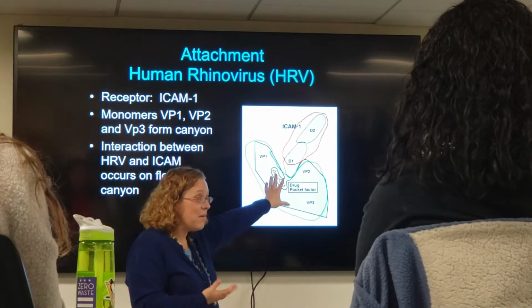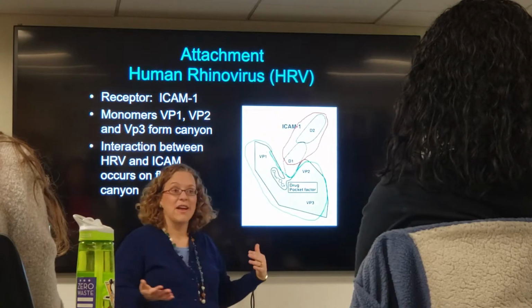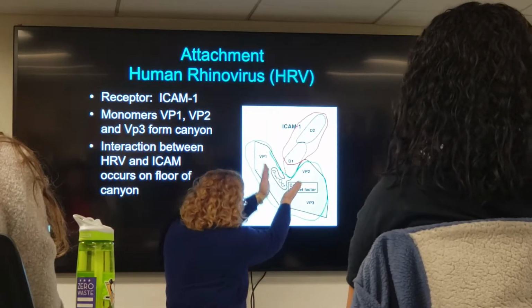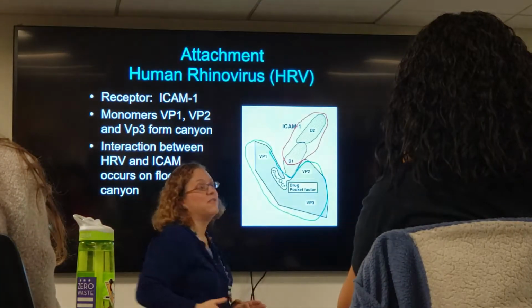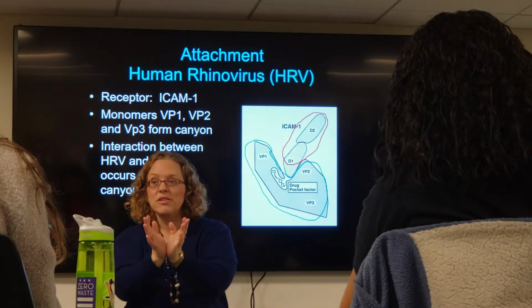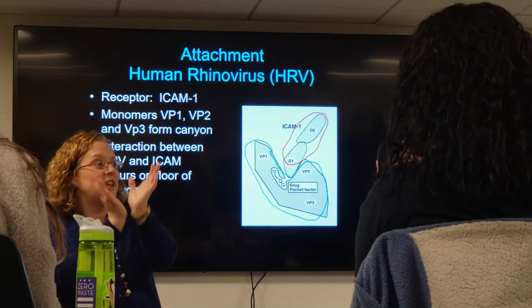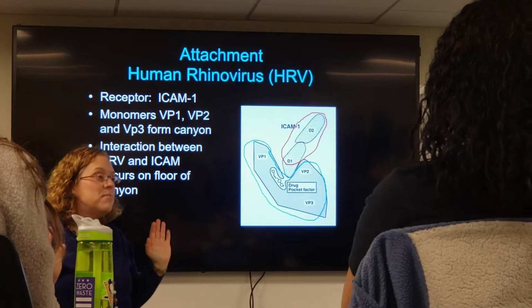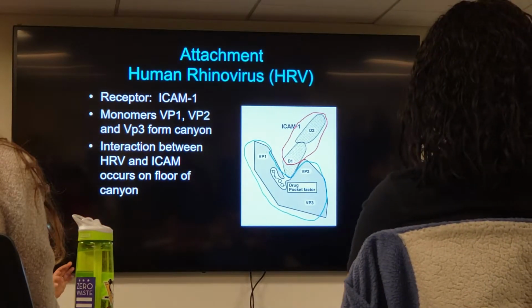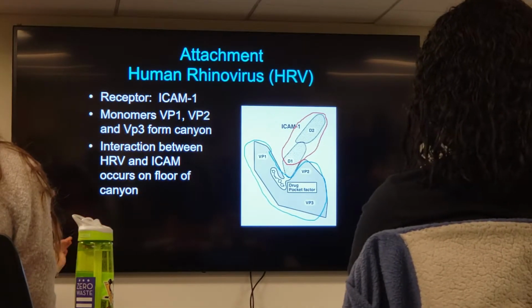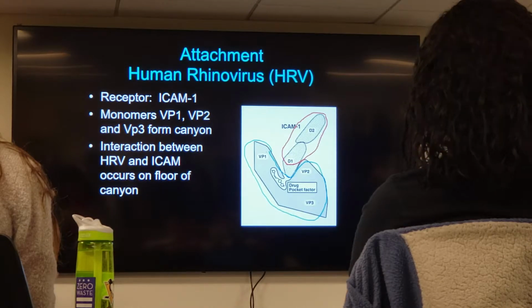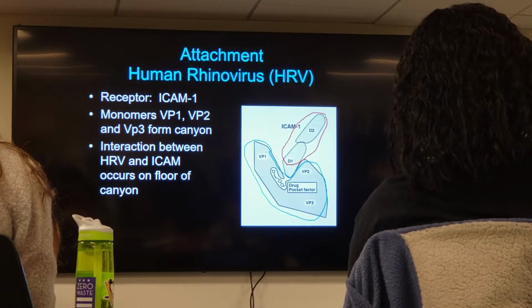I can't let my VAP get mutated because now I can't interact with ICAM. So this, I have to keep the same. I got to keep this same conformation. I got to keep those proteins the same so that I can interact with ICAM. But my antigen, I'll change that all day long. Like I'll mutate that all day long so your antibody can't bind to me.